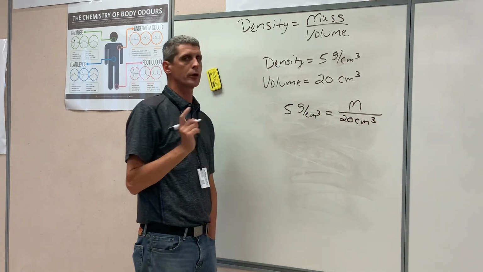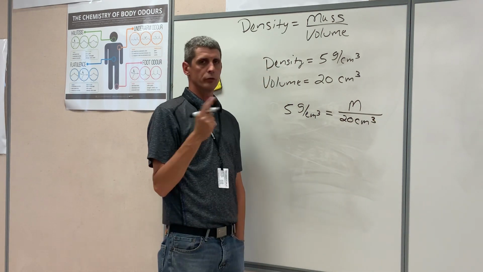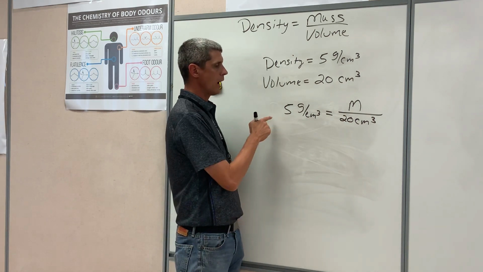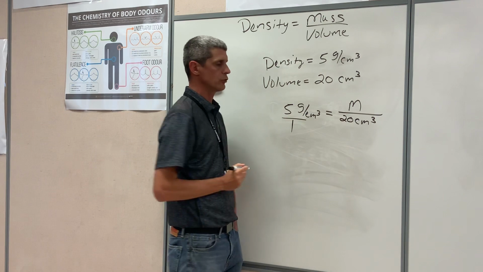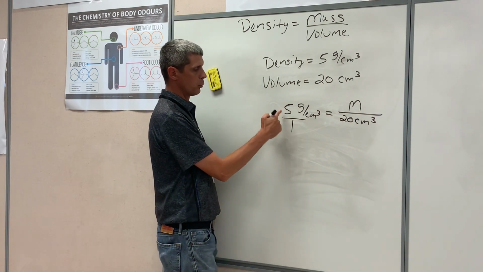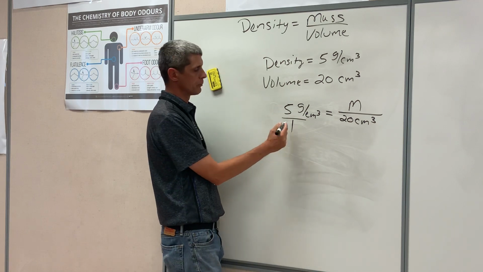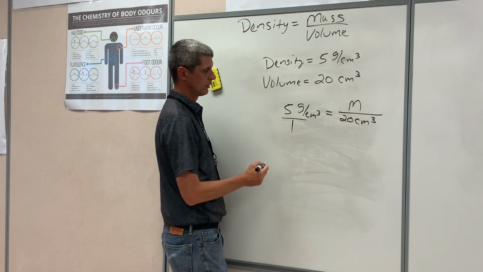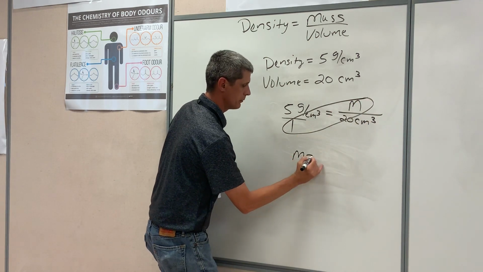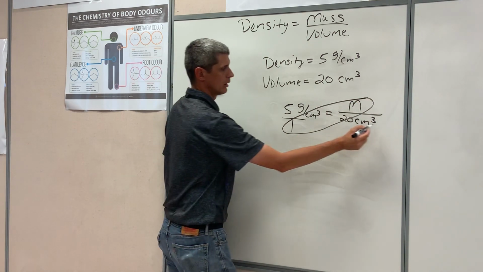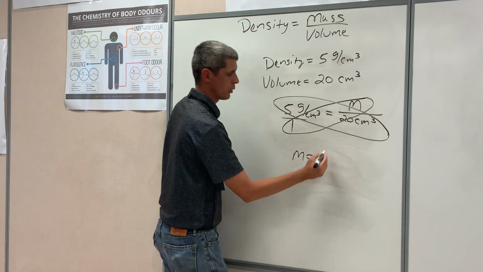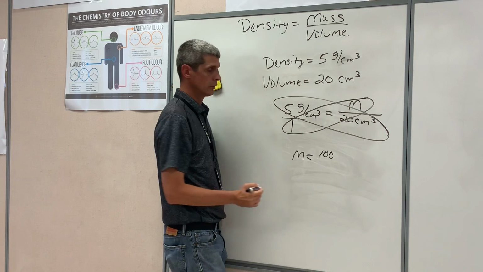Now there are a couple ways to solve it. If you show me a different way that works and I approve it, good for you. But we're going to do a cross multiplication method that I know is being taught in your math classes. So I'm going to put 1 over 5. Any whole number can be put over 1. I'm going to go ahead and cross multiply. M times 1 is just M. And then on this side I cross multiply: 5 times 20 is 100.